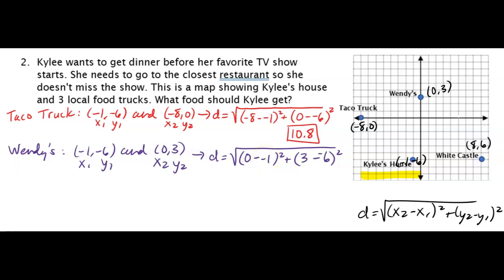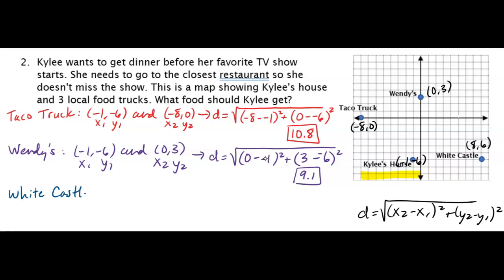So now all I'm going to do is plug these new points into my calculator, exactly how they're written on my paper. I don't have to do any simplifying. And the decimal that I get here, if I round it to the tenths place, is 9.1. So already I can tell that the taco truck is out because it's farther away from Kylie's house than Wendy's is. Now, to find the distance to White Castle, we're going to cheat a little bit.